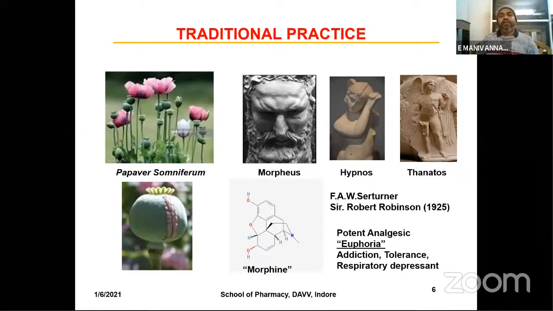So this is a very controlled substance. The name morphine has come from the god Morpheus. This is also traditional practice. In India, you might observe in temples, whenever Indians go to temple, they offer some herbs to God.